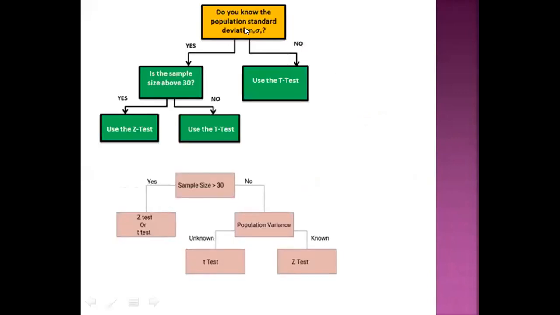Therefore, if the population standard deviation is known and the sample is above 30, we use the Z test, and if it is less than 30, we use the T test. If the standard deviation is not known, we use the T test. Likewise, if the sample size is more than 30, we can use the Z test or T test. If the sample size is less than 30 and the population variance is not known, we use the T test, and if the population variance is known, we can use the Z test.